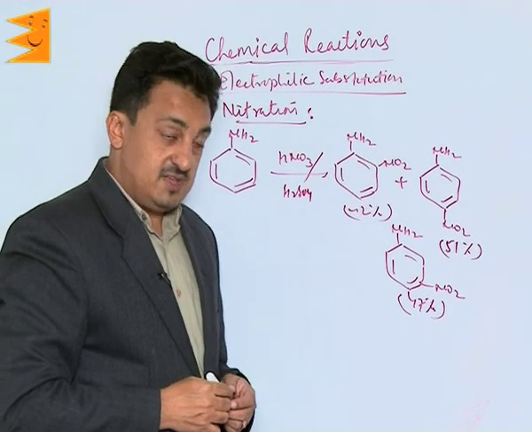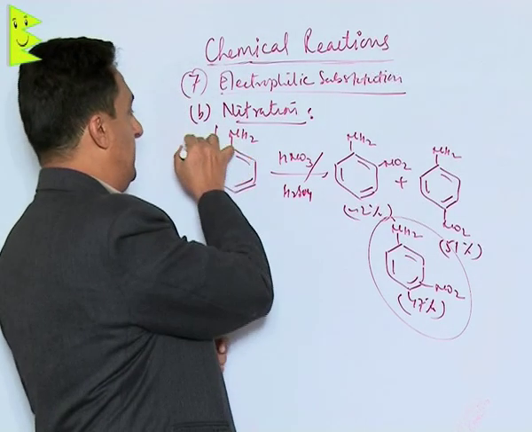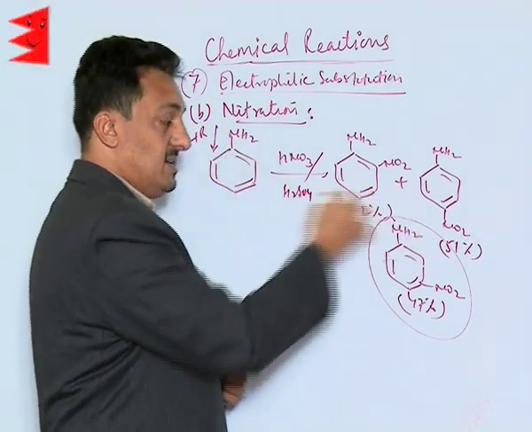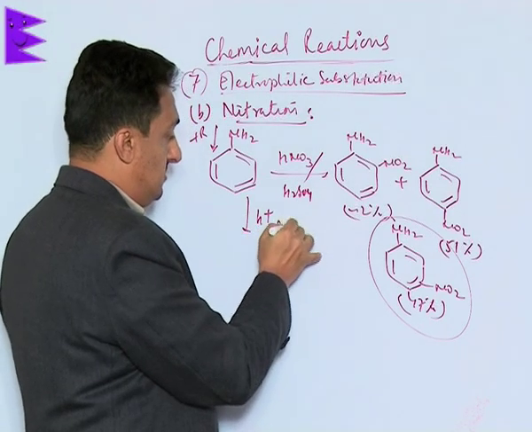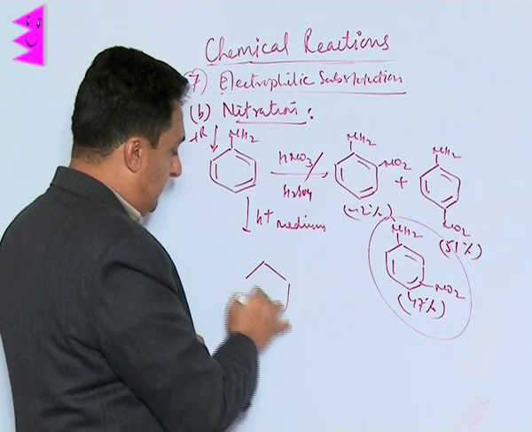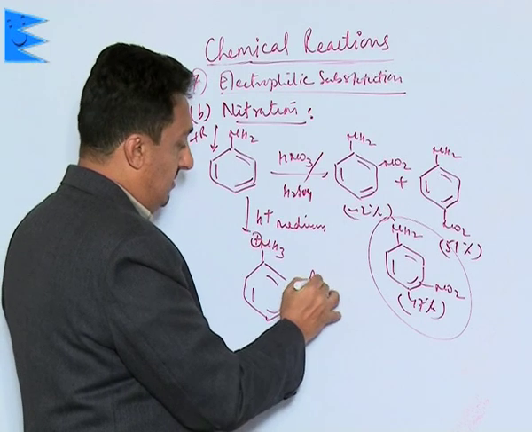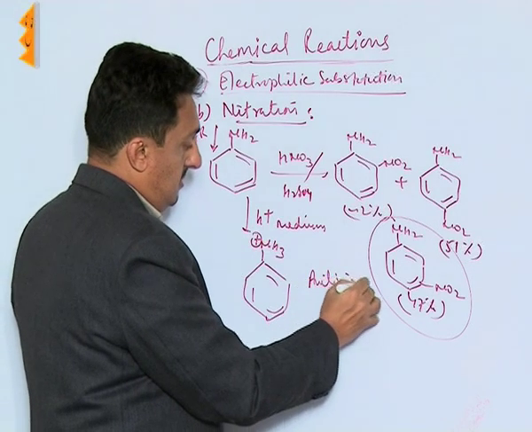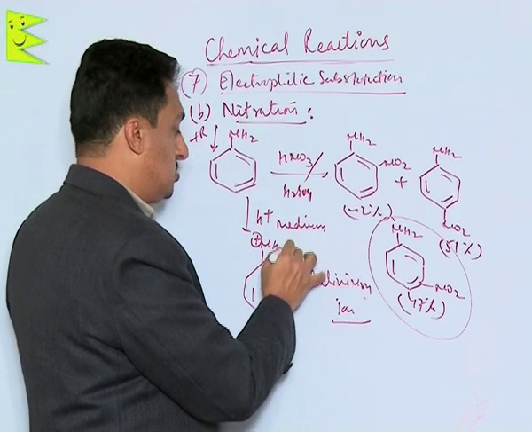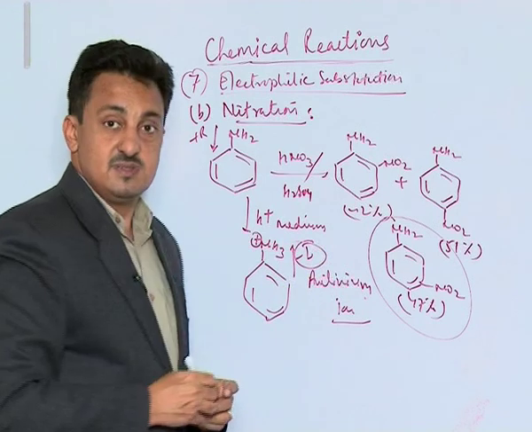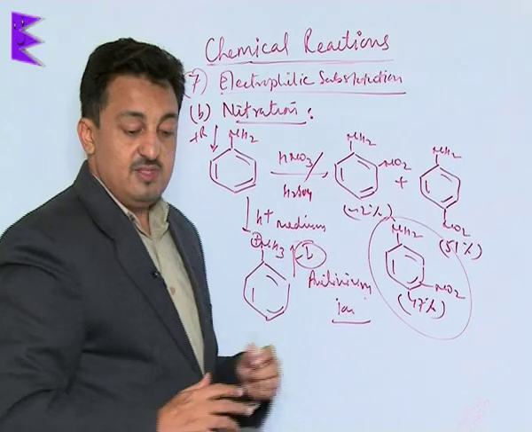What is most astonishing is why we are getting the meta product, since we know that NH2, due to its plus R effect, is ortho-para directing. It is because in strongly acidic medium, aniline gets converted into anilinium ion. Now, anilinium ion shows a very strong minus I effect. As a result, it becomes meta directing. So that is why we get a mixture of all these three.